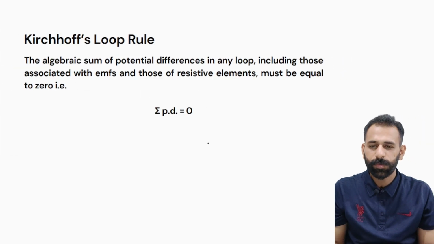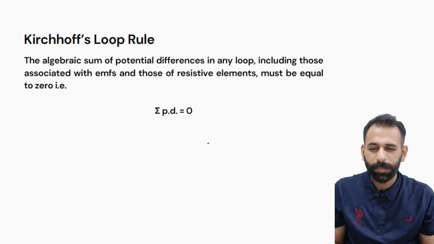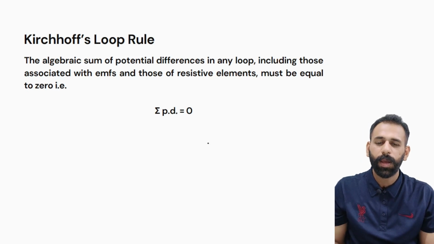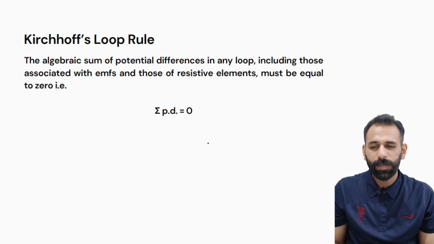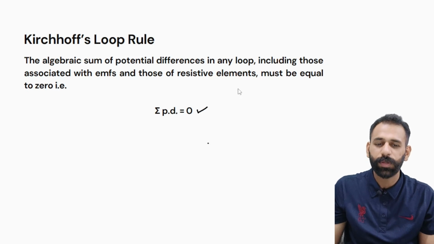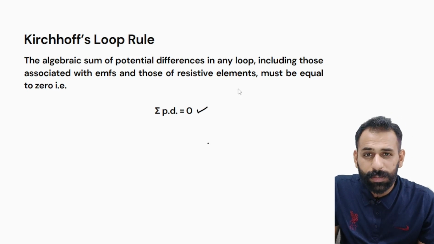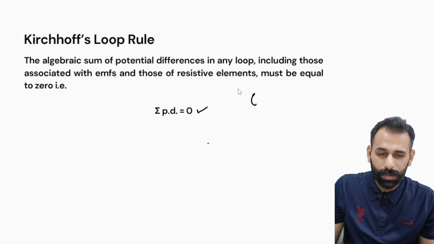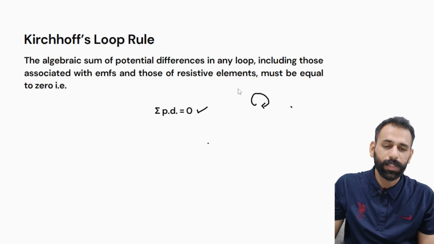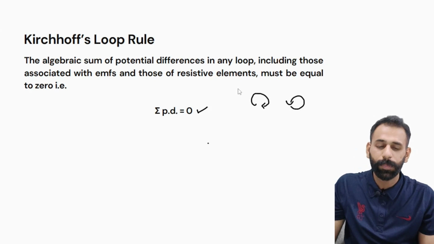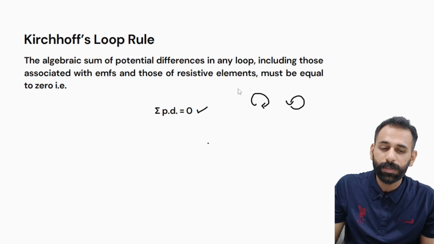Next is Kirchhoff's second law: the algebraic sum of the potential differences in any loop, including those associated with the EMF and those of the resistive elements, must be equal to 0. Meaning the sum of the potential differences should be equal to 0. The important thing here is that it is a loop rule, and we will consider two loop directions: one is the clockwise direction and the other is the anti-clockwise direction. In our circuits, I will explain everything on the basis of the clockwise loop.